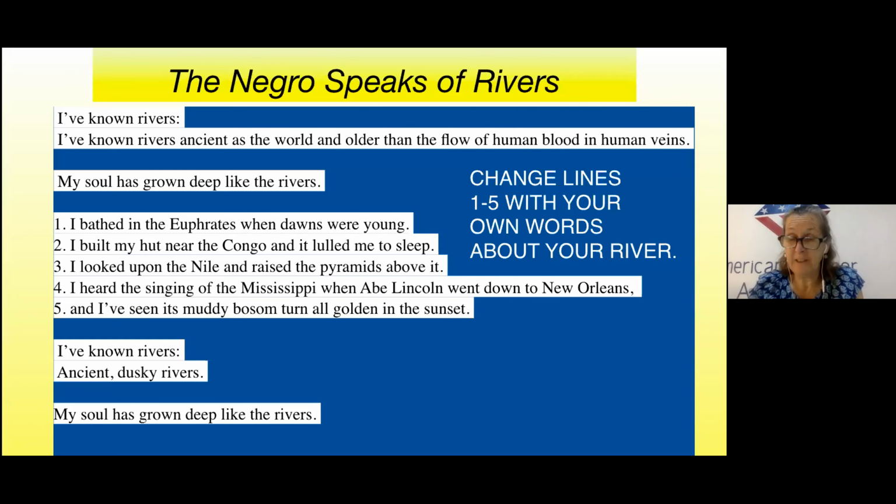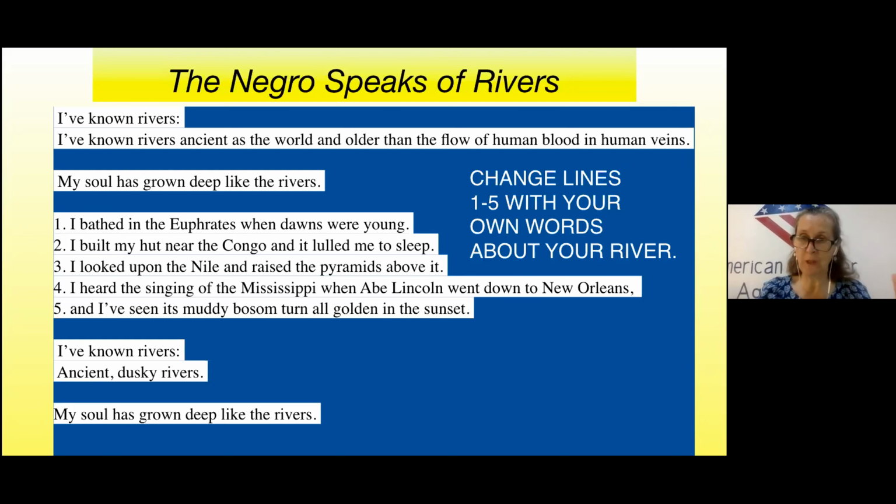Then the final use of this mentor text is, I would spend some time teaching learners how to do this, but for you, I would say just looking at this, the very first 3 lines are not numbered. You're going to copy those down. They're going to become part of your poem. So everyone is going to begin with, I've known rivers, I've known rivers ancient as the world, older than the flow of human blood, my soul has grown deep like the rivers. You will all begin your poem that way.